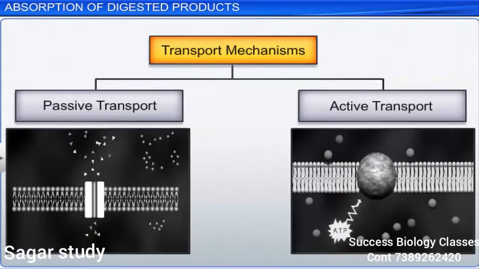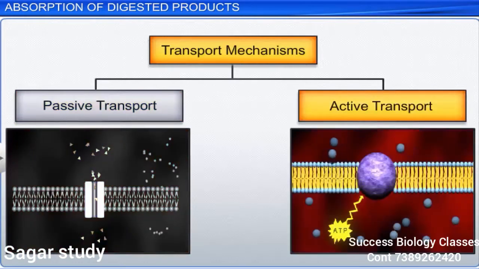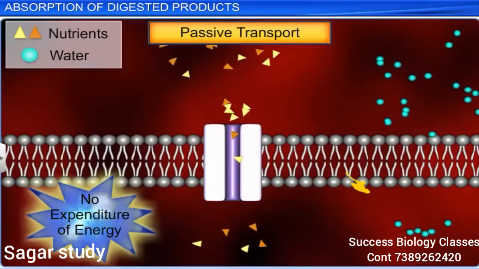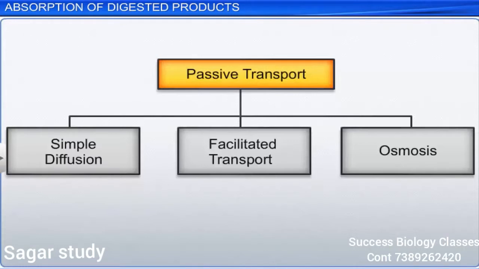Absorption takes place in the intestinal mucosa through passive transport and active transport. In passive transport, there is no expenditure of energy. There are three types of passive transport: simple diffusion, facilitated transport, and osmosis that assist in absorption.